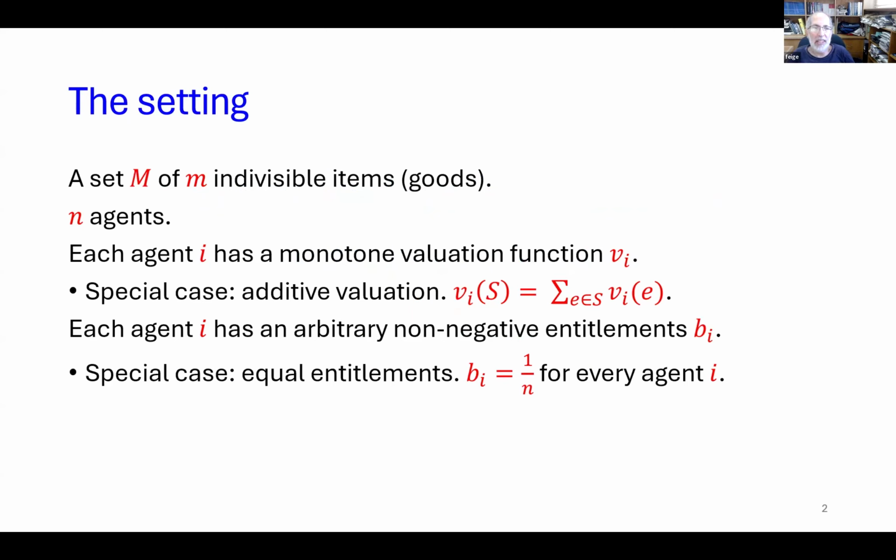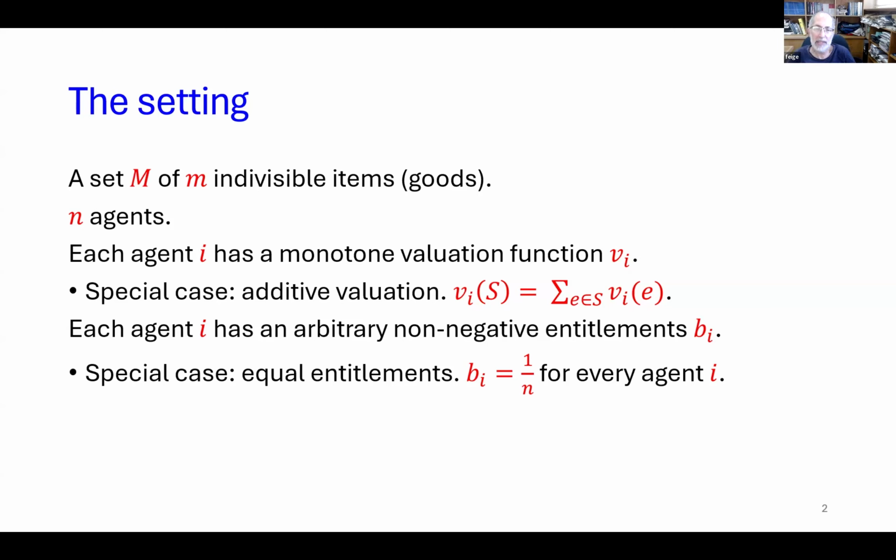We have n agents. As before, each agent has a monotone valuation function vi. A special case is that of additive valuations, which occupied most of the previous talk. Here we are specifically also interested in valuations which are not additive. And the new aspect here is that each agent i has an individual non-negative entitlement bi. Not all agents have the same entitlement.